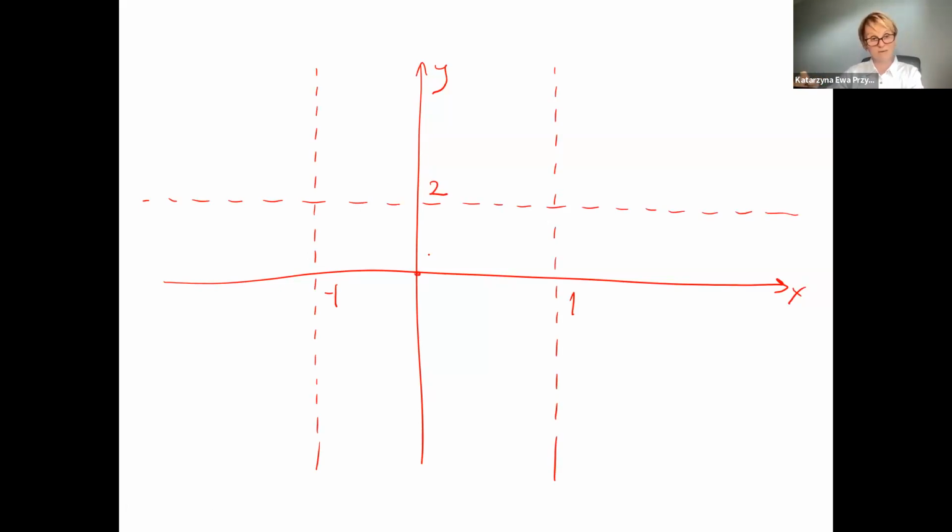0, 0 is the x-intercept, y-intercept, and also a maximum. We knew that this limit is negative infinity. On the right-hand side, I think the limit was positive infinity. And we also know that from negative infinity to -1, the function is increasing and concave up.